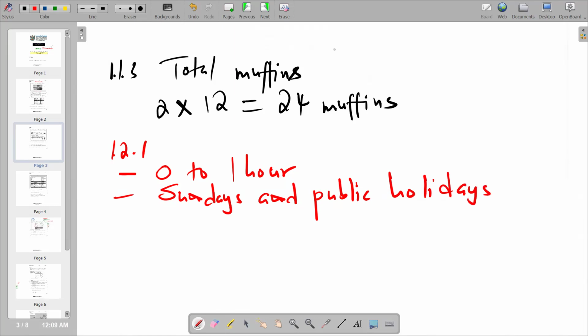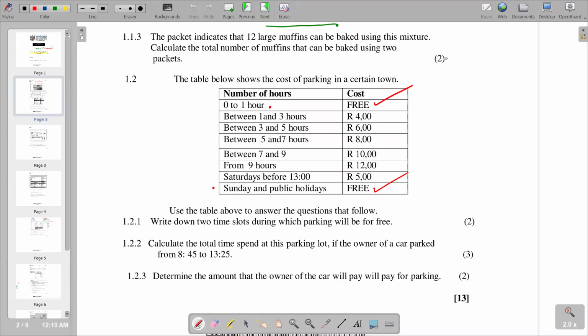So basically, that's what we have on that part. On to the next part of the question, which is question 1.2.2. It asks us to calculate the total time spent at this parking lot if the owner of a car parked from 8:45, of course in the morning, up to 13:25, which is obviously in the afternoon.